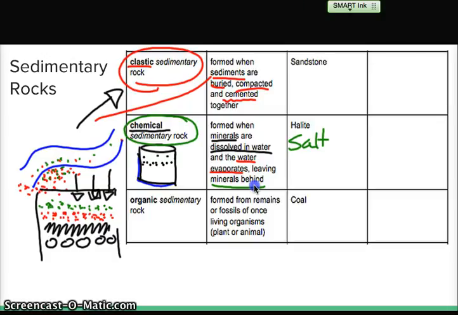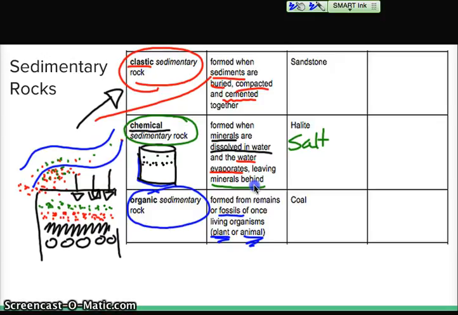And our third category here is our organic sedimentary rocks, right here in blue. They are formed from remains or fossils of once living organisms, and that can include plants or animals, for that matter. Now, if you were in class, you saw the coprolite that I had, which actually, in fact, is a piece of fossilized poop. True story. So you should come and see that in class.